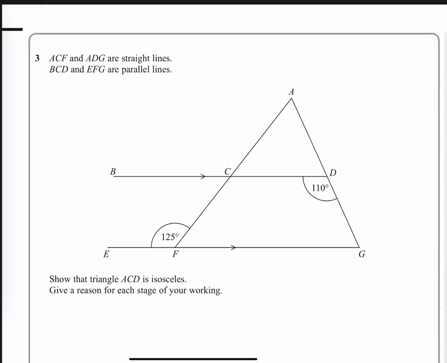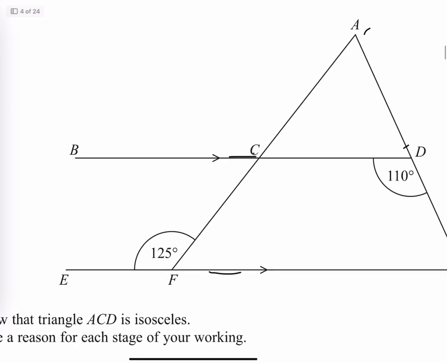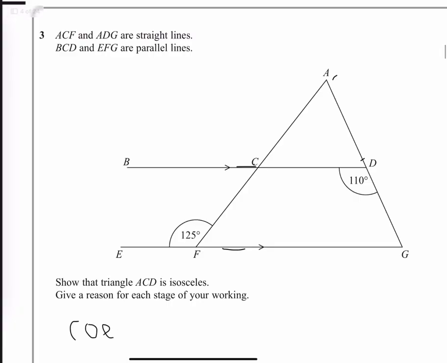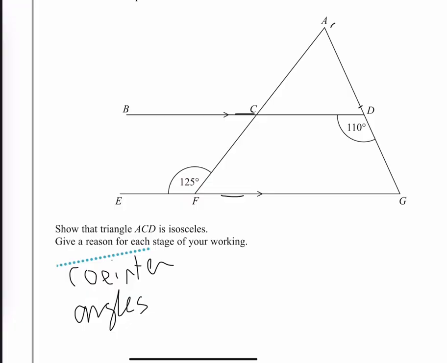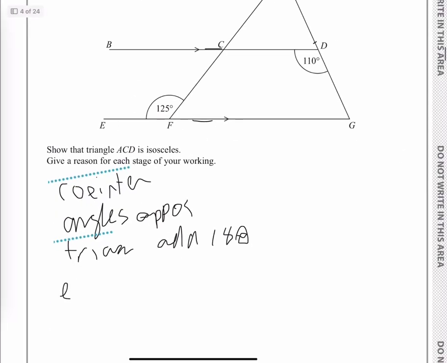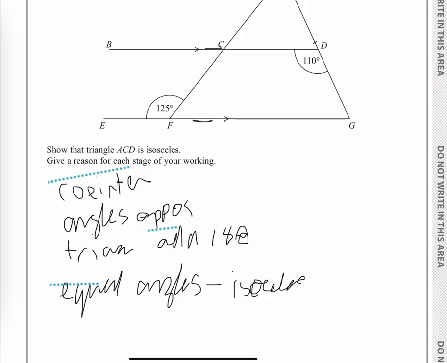Show ACD is isosceles. Okay, what's the easiest way to do that? Well, this is 125. This is co-interior, so we have co-interior, and then angles opposite, and then triangles add to 180, and then equal angles means isosceles. So those are the rules we're using here. Hopefully you can see where we're going with this.